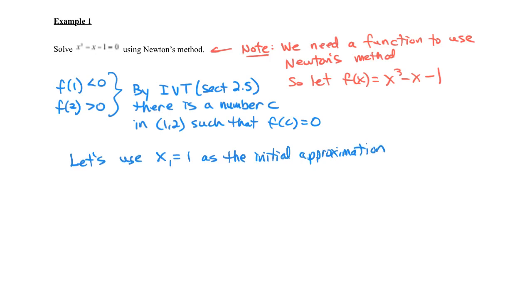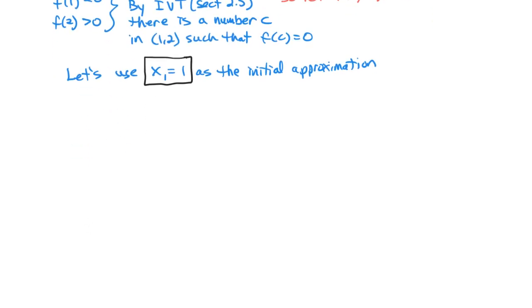So here's our initial approximation. We'll say x sub 1 equals 1. This is our initial guess. Now we know 1 is not a solution, because when you plug 1 into this function, you don't get a 0. So to use Newton's method, we just have to find x sub 2. So x sub 2 is going to be x sub 1 minus f of x sub 1 divided by f prime of x sub 1.